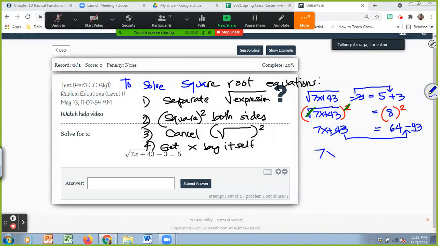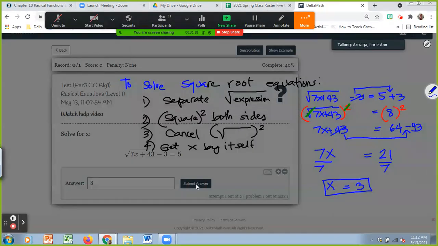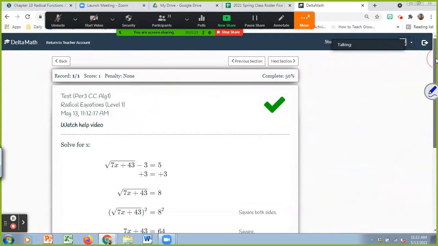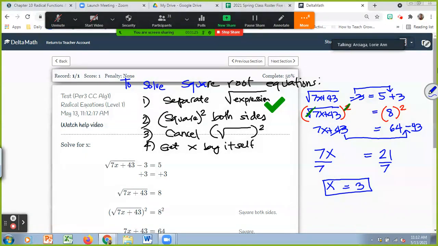So 7x is equal to, how much is that? 21, right? And then you divide both sides by 7. So your x is equal to how much? 3. So x is equal to 3. Okay, and then you put it in here and then submit your answer. There you go. And it shows you its solution also there at the bottom.